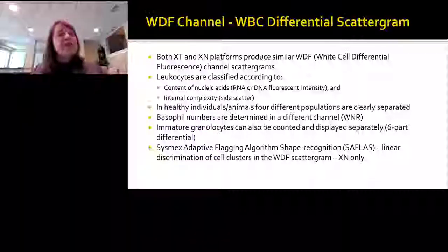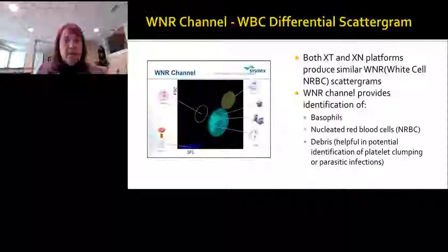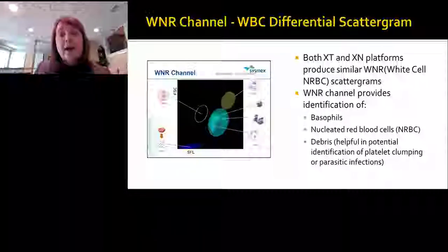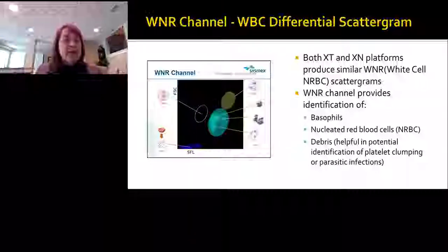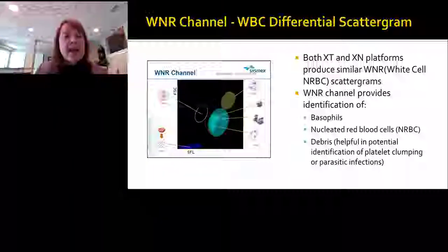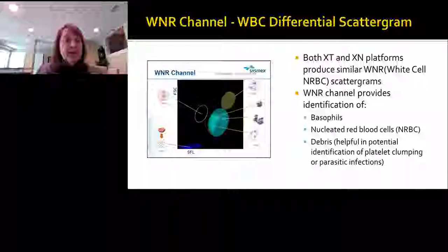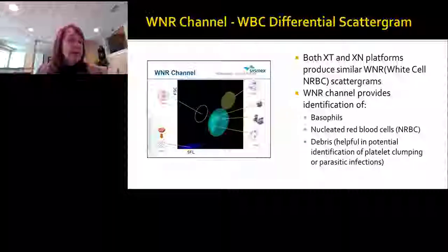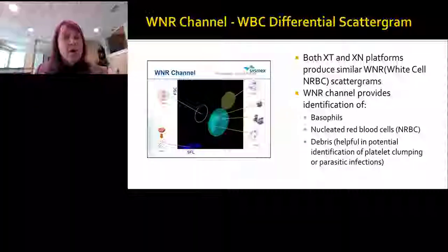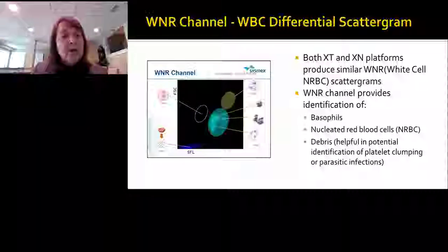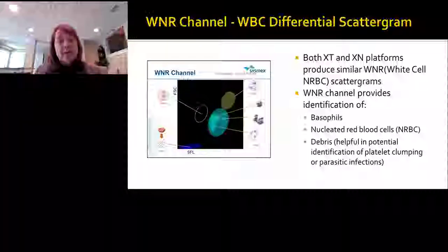All right, so that other channel, the WNR channel, stands for white cell NRBC scattergram. Although this particular scattergram lumps together all of our other white cells that we talked about, it has the ability, using forward scatter and side fluorescence on Y and X axis respectively, to differentiate our basos, since they will be above our normal population, and it will also differentiate nucleated red blood cells.